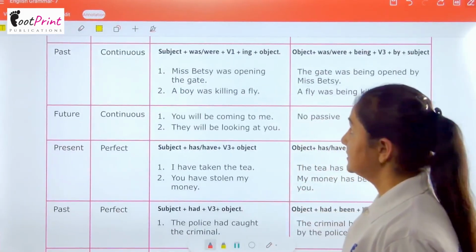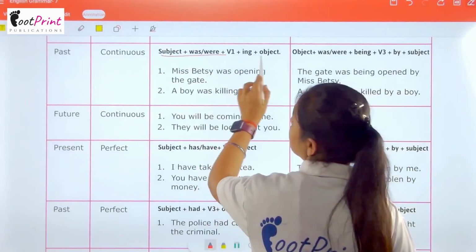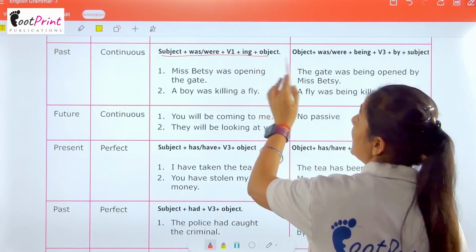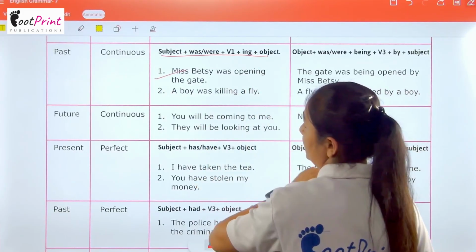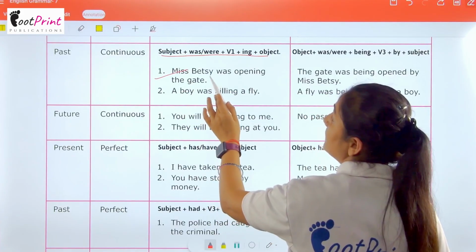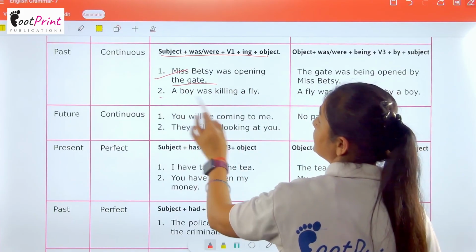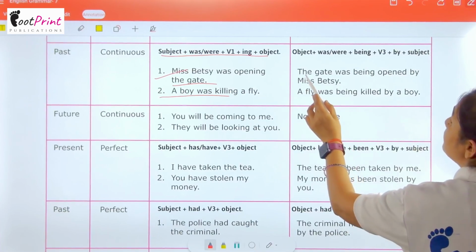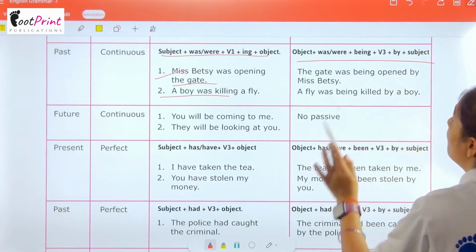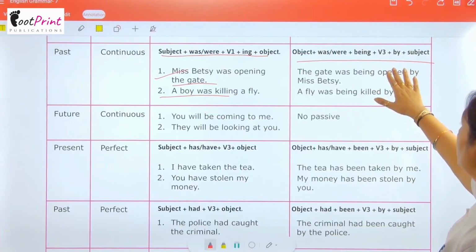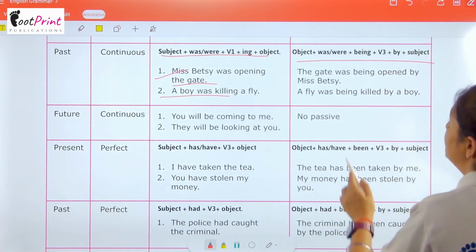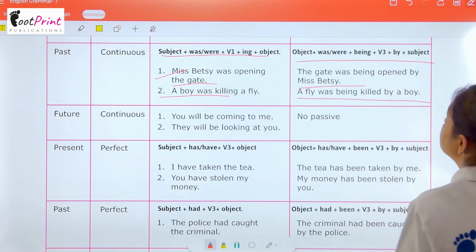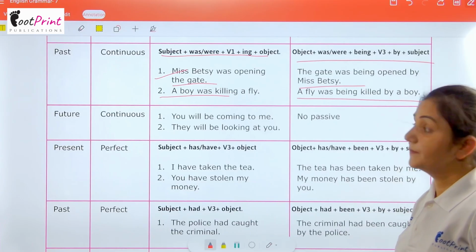Next, past continuous. Subject plus was/were plus V1 plus ing plus object. Examples: Miss Bestie was opening the gate. A boy was killing a fly. Now in passive voice: object plus was/were plus being plus V3 plus by plus subject. The gate was being opened by Miss Bestie. A fly was being killed by a boy.